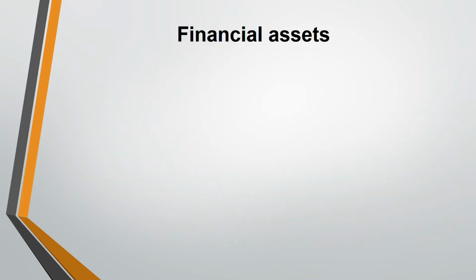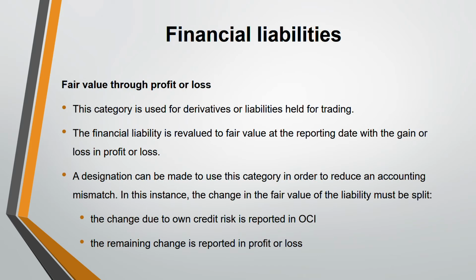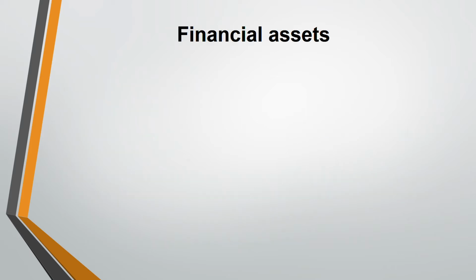Now we are moving towards financial asset. That's it for financial liability. We have discussed both fair value through profit and loss and amortized cost, and the designation also that you can make. Coming to the financial asset, this is a very big topic in itself, because most of the things from here onwards that we are going to cover will be on financial asset. Even financial asset impairment is also there later on.